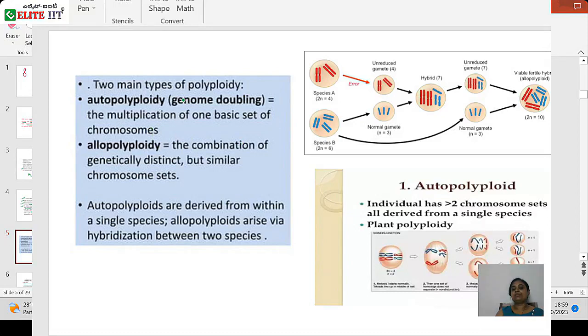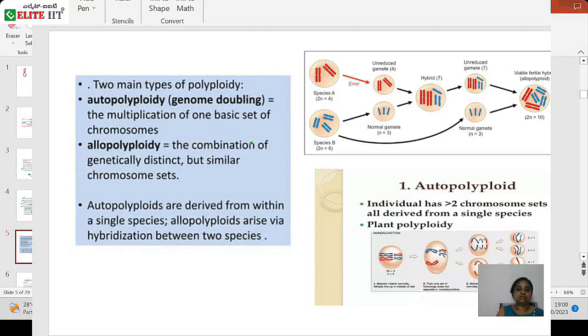Polyploidy can be categorized into two types: autoploidy and alloploidy. Autoploidy means you have more than one pair of chromosomes, but those are coming from the same species. That is autoploidy. But in alloploidy, it is the combination of genetically distinct but similar chromosome sets.